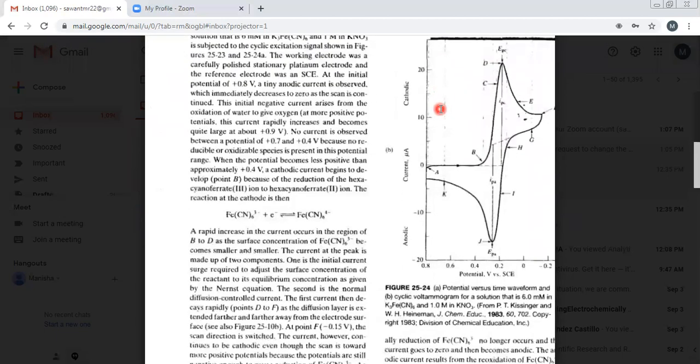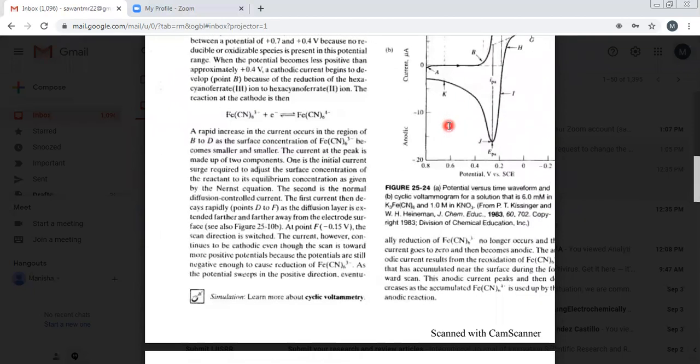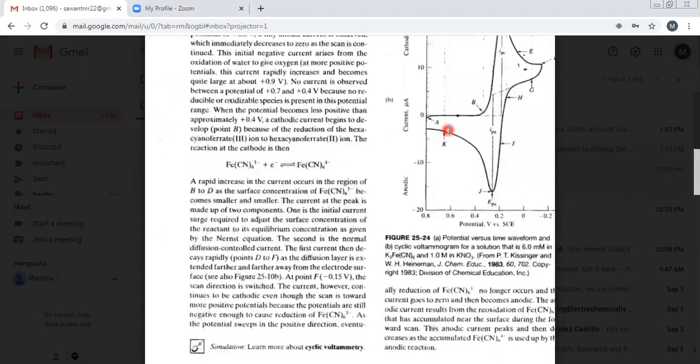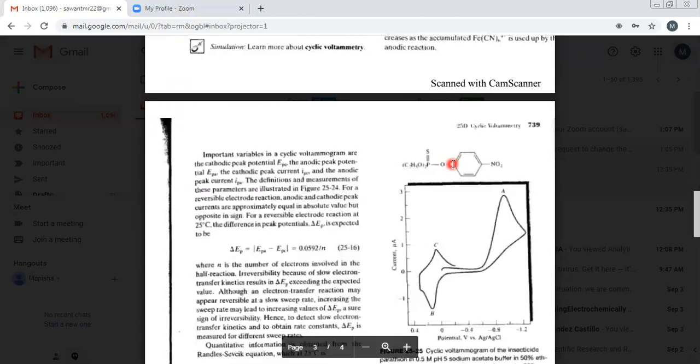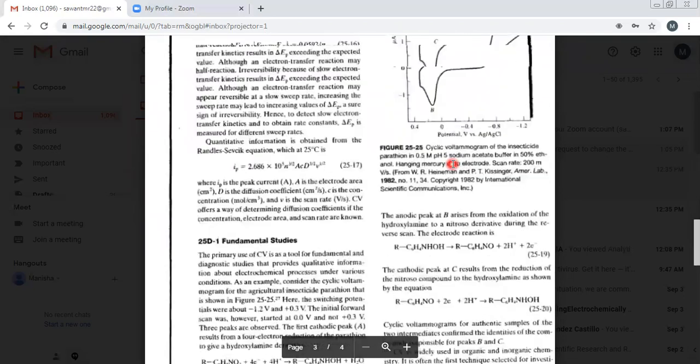So this is how we consider this particular part of the cyclic voltammogram of K3FeCN6 and K4FeCN6. Okay. Is there any doubt? If you have any doubt, you can ask me in the discussion session here, and then we will discuss how we carry out the cyclic voltammogram for parathion.